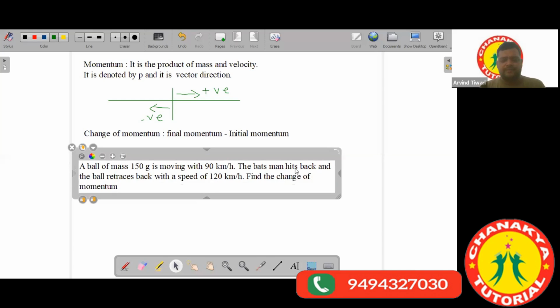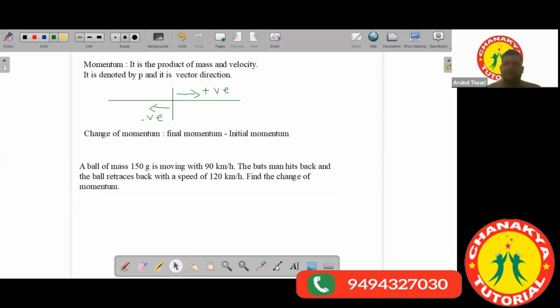Can you find it? You have a ball of mass 150 gram. It is moving with 90 kilometer per hour. The batsman hits back. The ball retraces back with a speed of 120 kilometer per hour. Find the change of momentum. So it's something like this. From here, the batsman hits it. Let this be the direction in which the ball is coming towards the batsman. So here, the ball comes towards the batsman like this.